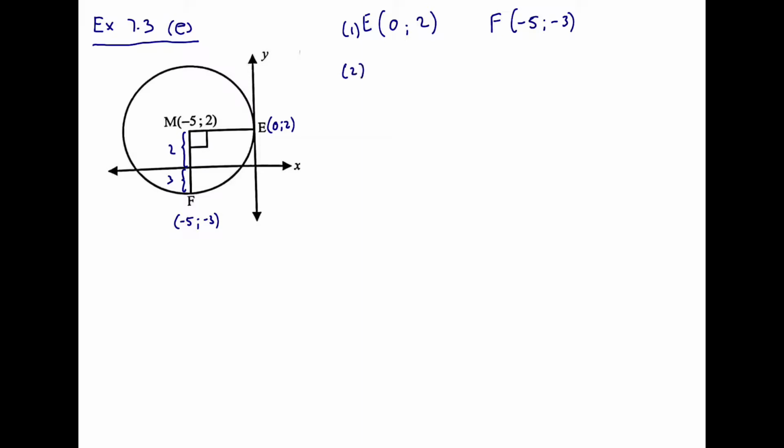Question 2, determine the equation of the circle. So we know already that the radius is 5, and we've got the center. Okay, so then that means our equation is (x + 5)² + (y - 2)² = 25.